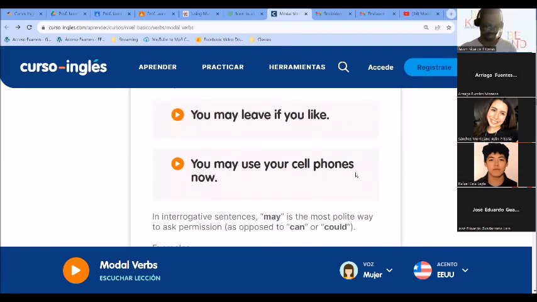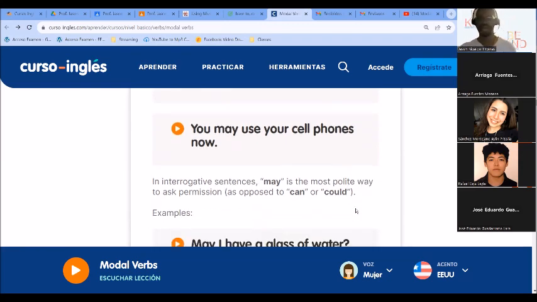You may leave if you like. You may use your cell phones now. In interrogative sentences, may is the most polite way to ask permission, as opposed to can or could. Good. Now notice may, even though it's present tense, is still a formal type approach, all right? And like the video mentioned, it's your gentle voice as well.